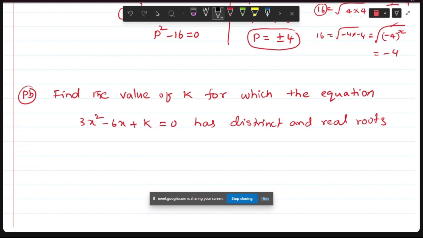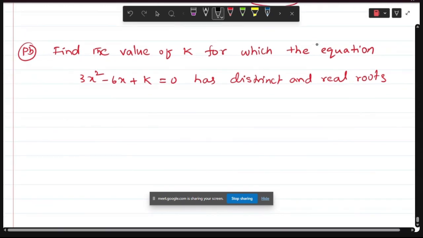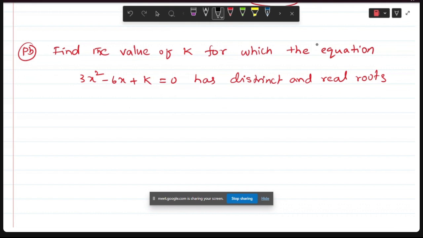Please do it. Find the value of k for which the equation 3x square minus 6x plus k is equal to 0 has distinct and real roots. Yeah, tell me, sir. Try. Arav, you also try, sir. Plus k only, plus k only. Okay, sir. Please try, ma'am. You also, ma'am. Okay, sir.